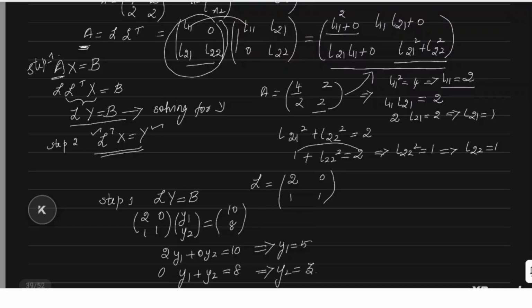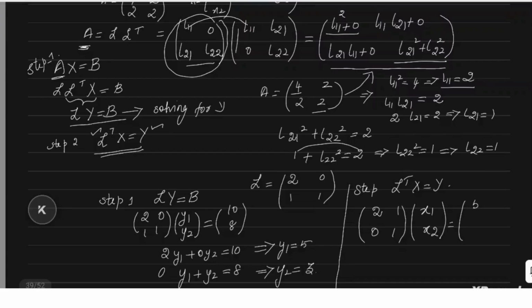Once this step is over, your next step is to substitute in L transpose X = Y. Your L transpose is [2, 0; 1, 1], where L11 is 2, into, instead of X, I'll substitute X1, X2, which is equal to Y. We found Y1 to be 5 and Y2 to be 3. On expansion, we get 2x1 plus x2 = 5 and x2 = 3. On substituting x2 = 3, we have x1 = 1. So the values of x1 and x2 are 1 and 3.